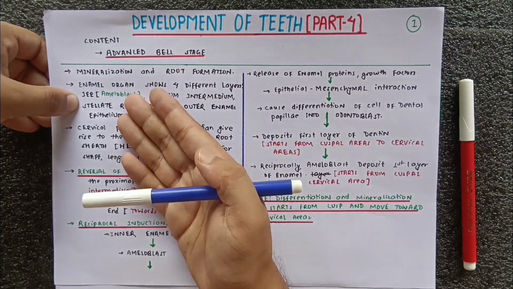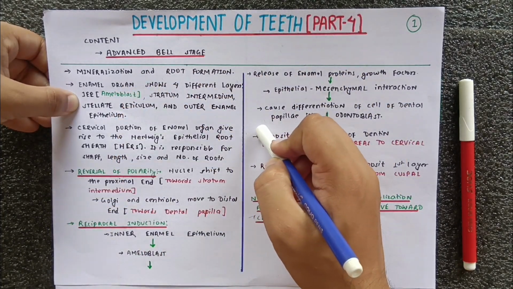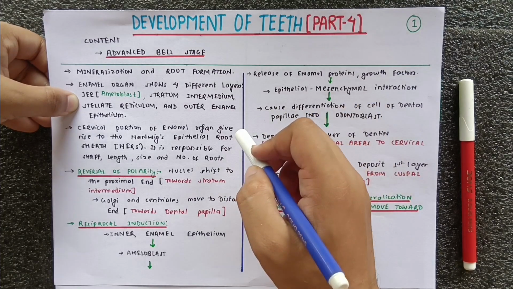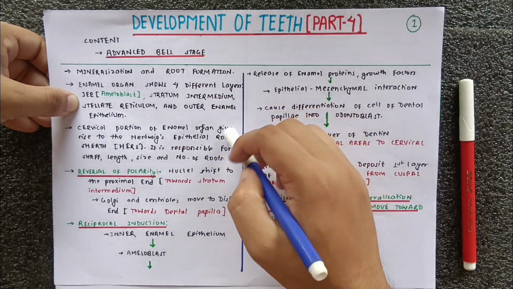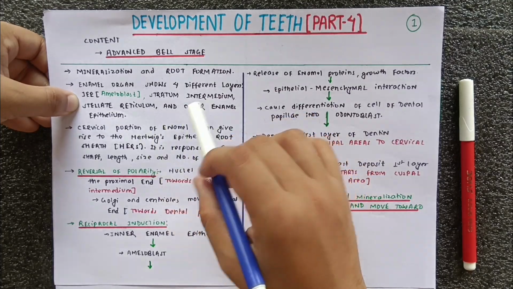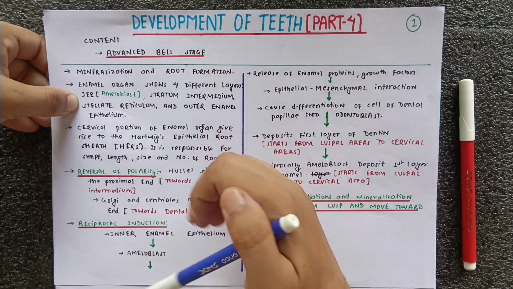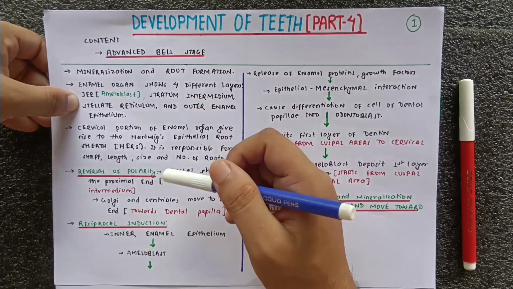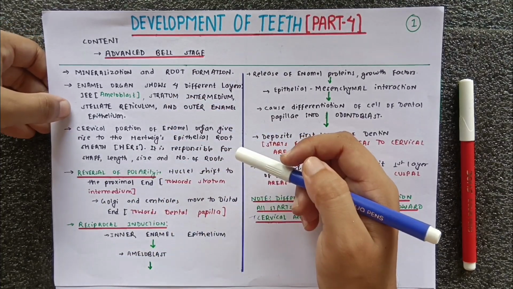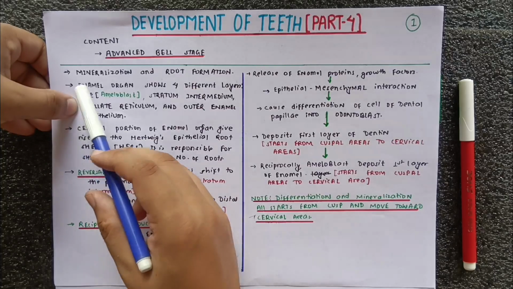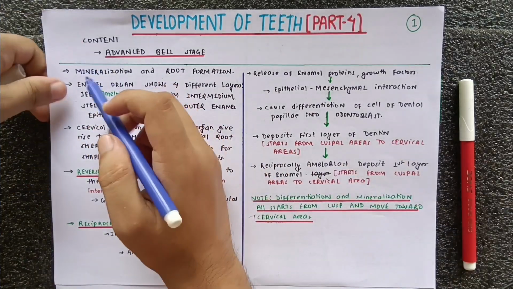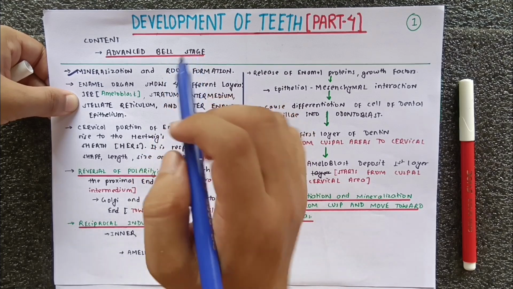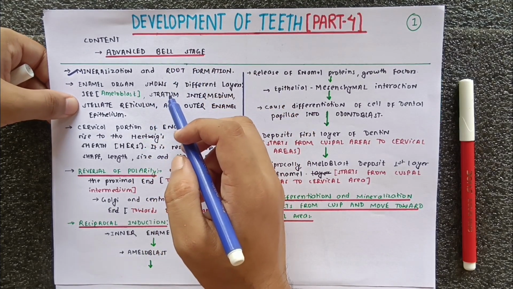Mineralization means there is formation of the first layer of the dentine and the first layer of the enamel. After the mineralization there is formation of both the enamel and the dentine, and there is also the formation of the root. These two events are very important in this advanced bell stage. So without delaying much, let's get started. In the advanced bell stage, as I have written here, the mineralization and the root formation are the two most important events.